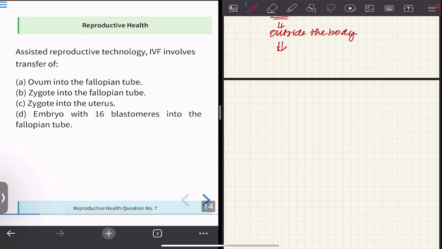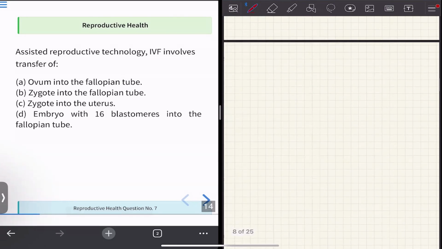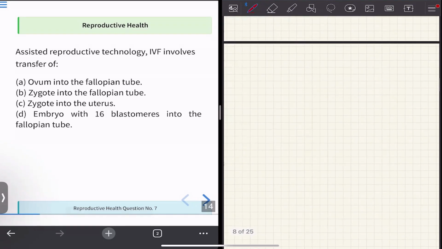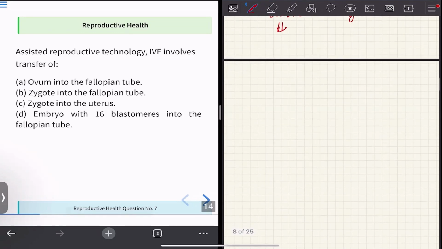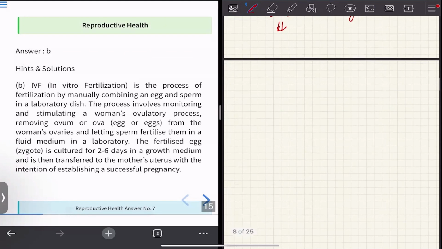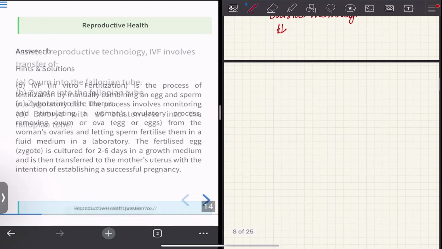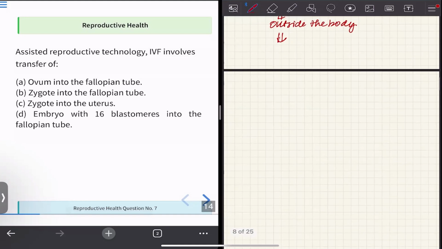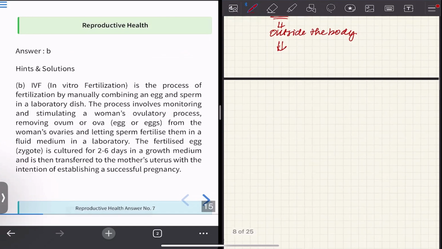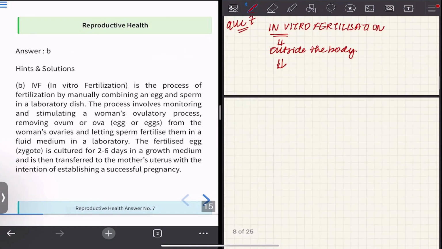Zygote into the fallopian tube. In this case, the fertilization process is taking place outside the body only, but the zygote is not usually inserted. We insert an embryo with 16 blastomeres into the fallopian tube. An embryo with usually 32 blastomeres is actually done in some other techniques. So, in case of IVF, we have a process of manually combining an egg and a sperm in the laboratory dish that is outside the body, and this right here is an in vitro process.